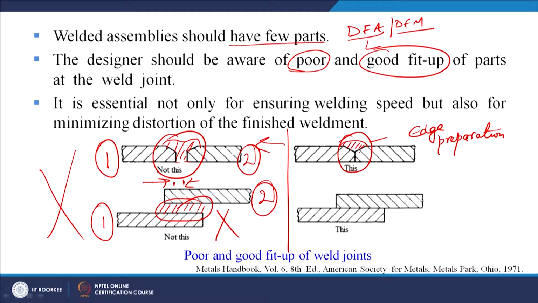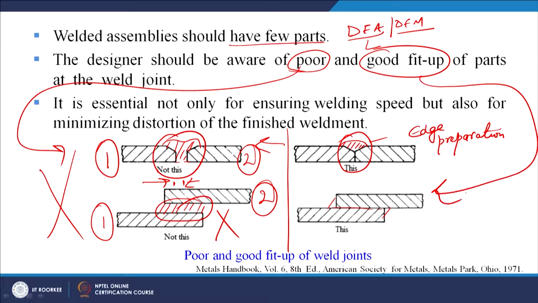and we will be able to make a very good joint. And similarly here also, if we want to do the welding here, we will be able to do better welding because of the gap or the fit up that we are providing. So this is representing the poor fit up and this is representing the good fit up. So the designer should be aware of the poor and good fit up of parts at the weld joint.